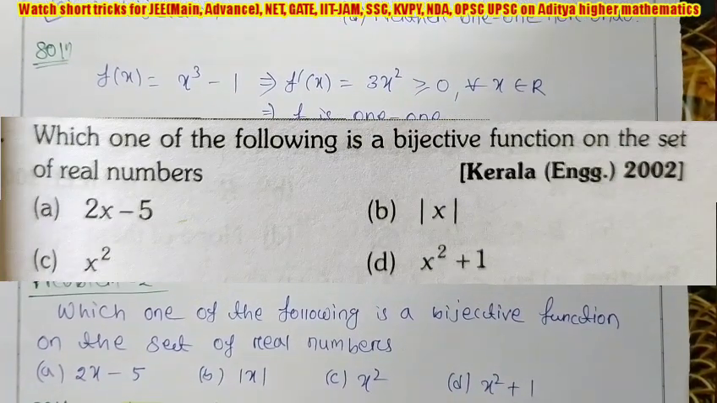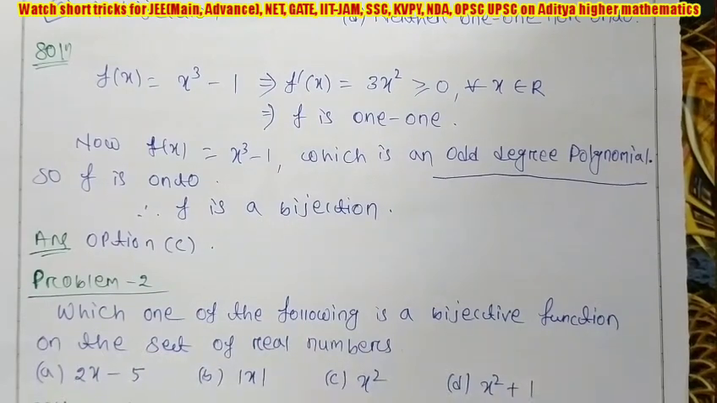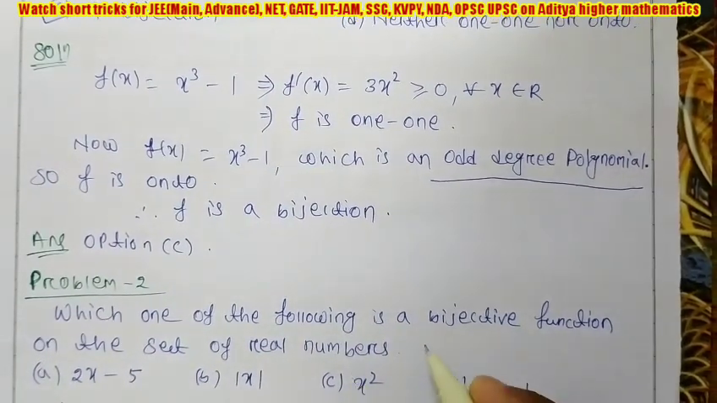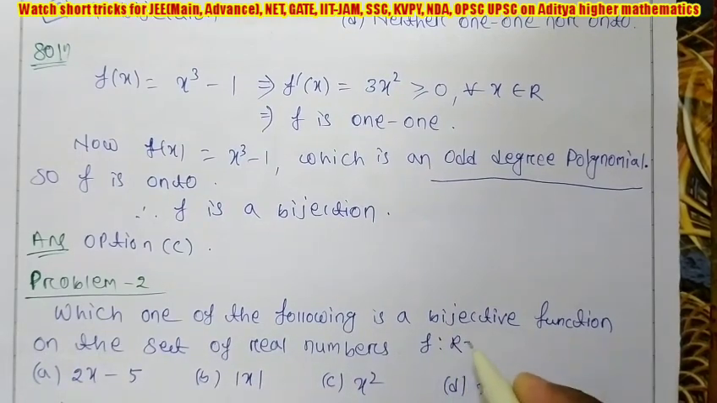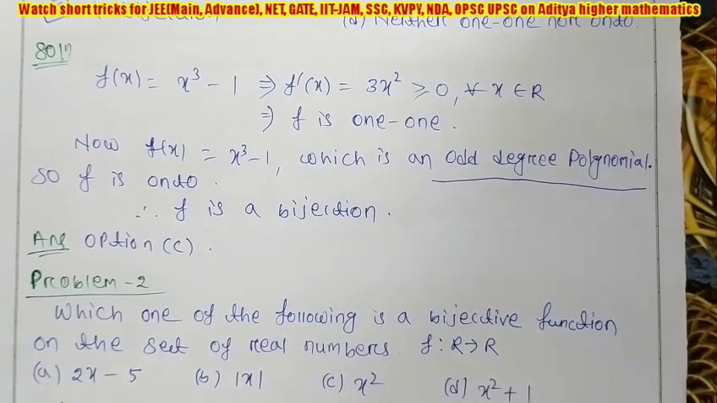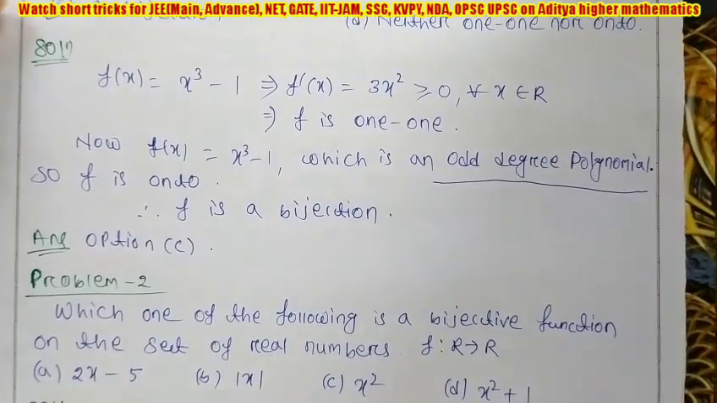Now solve it. Which one of the following is a bijective function on the set of real numbers? Here also the same thing is given: on the set of real numbers. That means f is a function from R to R only. And a total of 4 functions are given, you have to choose which is a bijective function. Here we can use 2 types of methods. One is the option elimination method and the other is using short tricks we can solve. So first I am using the option elimination method.